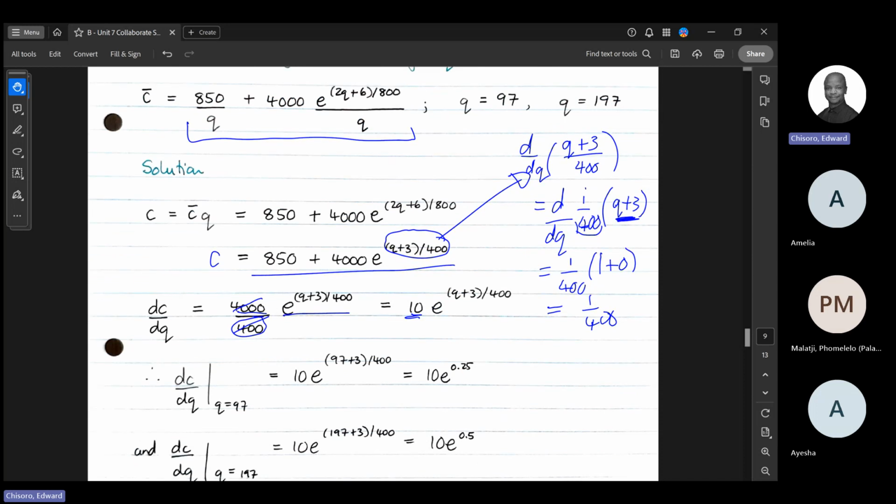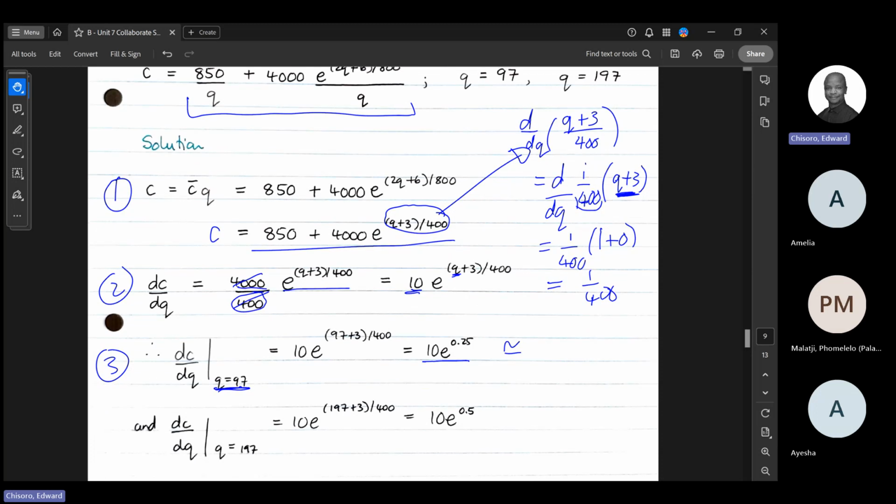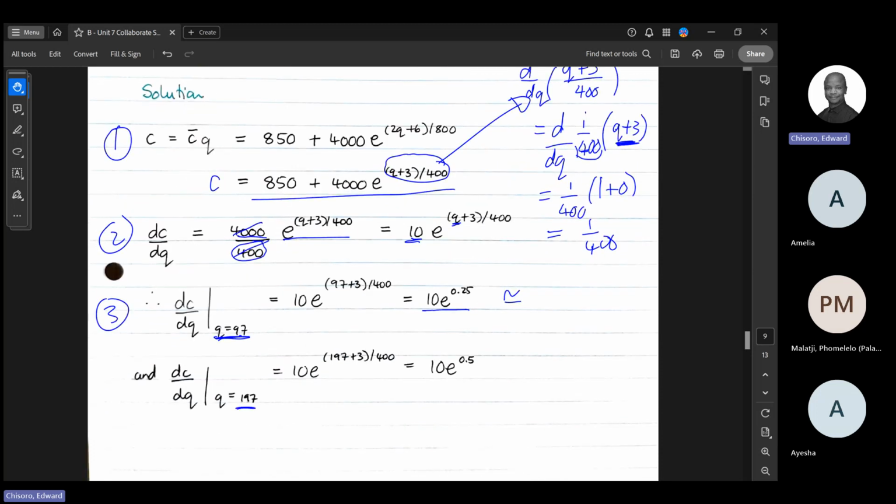And then now we just do step 3. So that was step 2, step 1. Step 3 is just evaluating at these two different values. It's just simply putting 97 wherever there's a Q here. And then you find out, okay, that's your answer. I didn't bother to go and find the actual value by multiplying e to the 0.25. I prefer to keep it as an exact answer because we're not going to do anything with the value after that. And I substituted 197 and we got that, and we're done with that question. Okay.